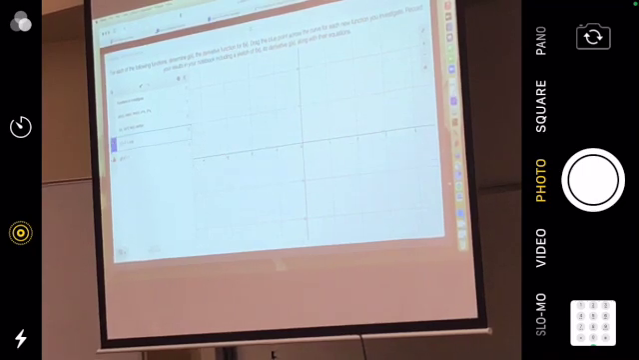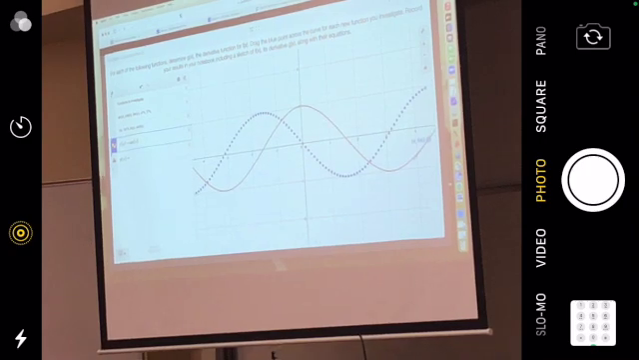Slope of cosine of x is negative sine of x. Sine of x would be going this direction, and negative sine starts this way.